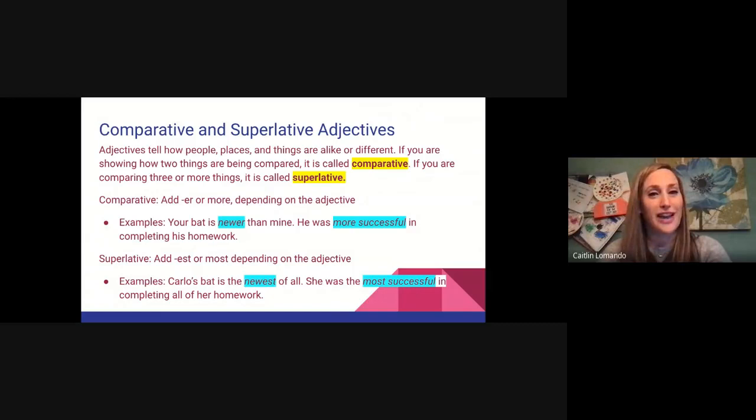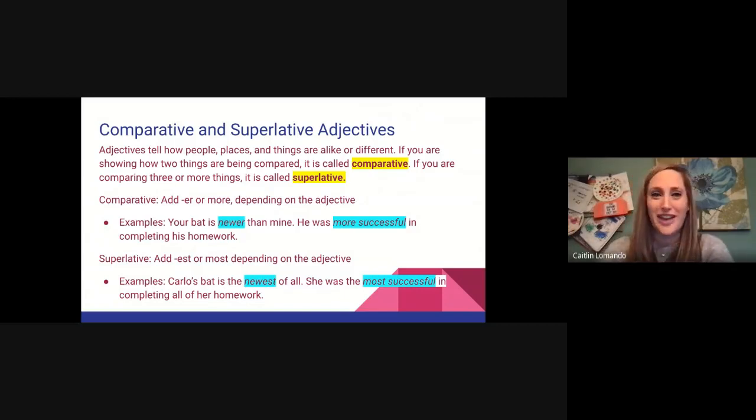So for comparative adjectives, we just add er or the word more, depending on the adjective. An example would be, your bat is newer than mine. We're comparing one person's bat to another. We could also say he was more successful in completing his homework. Think about what sounds right. We wouldn't say successful-er. So a lot of it is just checking in and seeing what sounds right.